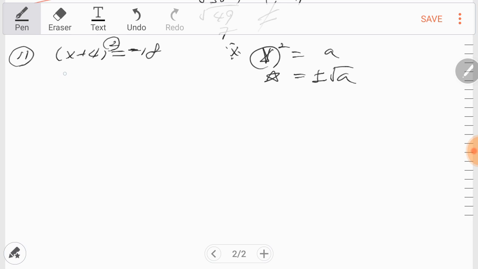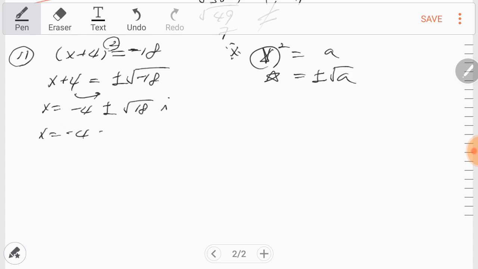So the base of the left-hand side of the equation is what? x plus 4, equals plus or minus square root of negative 18. Then x is equal to, move 4 to the other side, negative 4 plus or minus square root of negative 18, which is square root of 18 times i. Then 18 is 2 times 9, and 9 is 3 squared. So x is equal to, finally, negative 4 plus or minus 3 square root of 2 i.